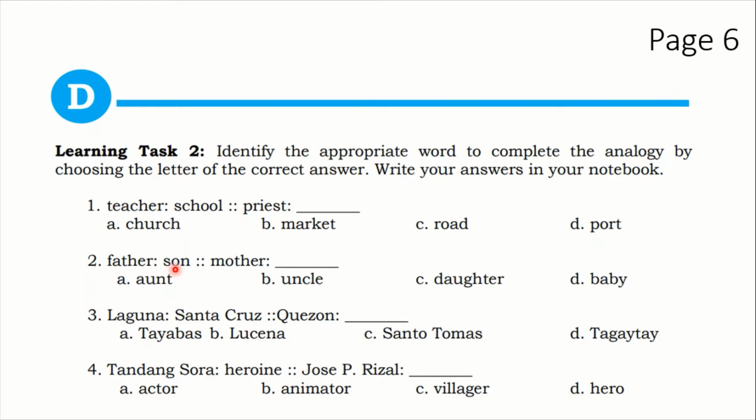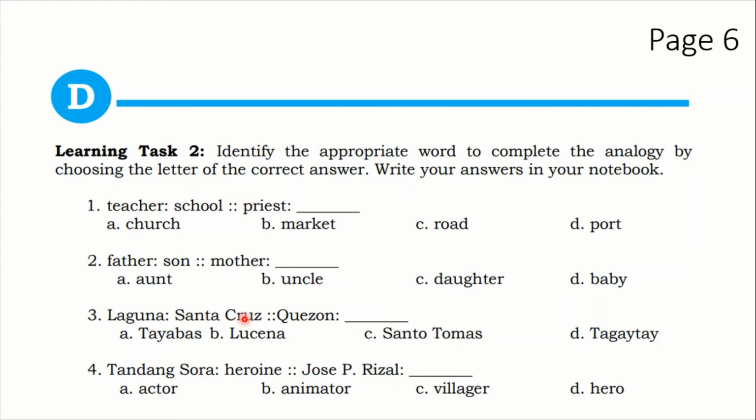Number 2. Father is to son as mother is to blank. Is it aunt? Is it uncle? Is it daughter? Or is it a baby? Write your answer.